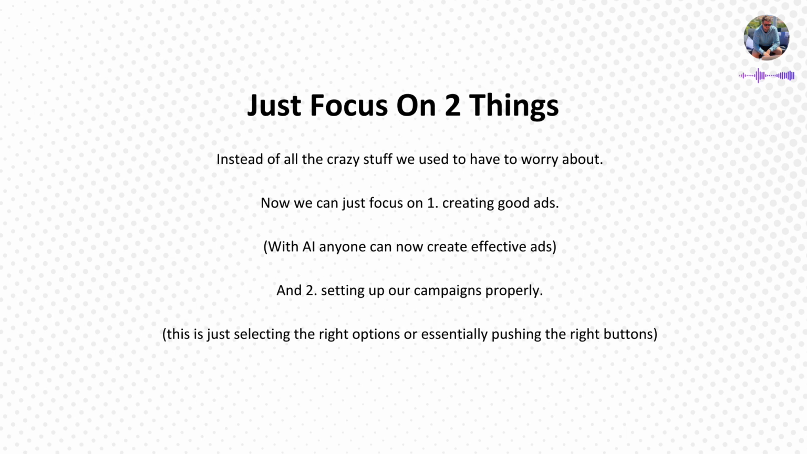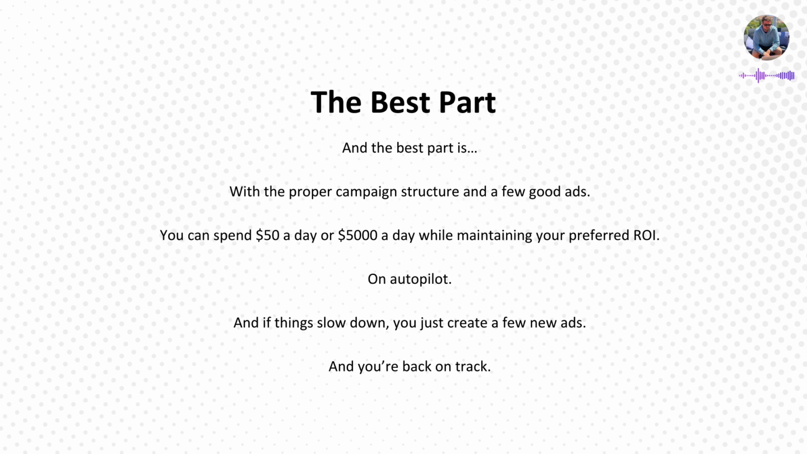And instead of all that crazy stuff we used to have to worry about, now we can just focus on 1, creating good ads, and with AI, anyone can now create effective ads, and 2, setting up our campaigns properly. And this is really just selecting the right options or essentially pushing the right buttons. And the best part is, with the proper campaign structure and a few good ads, you could spend $50 a day or $5,000 a day while maintaining your preferred ROI on autopilot. And if things slow down, you just create a few new ads and you're back on track.